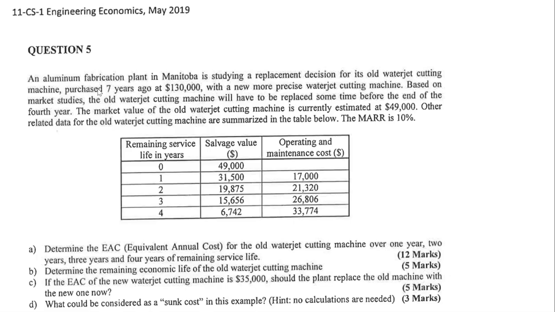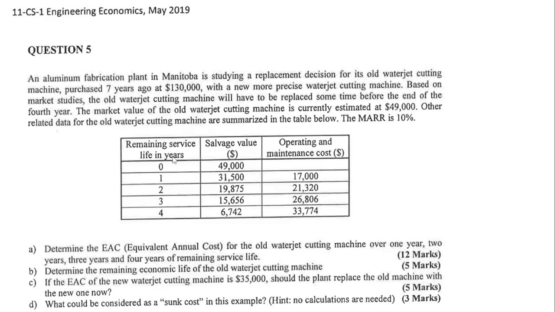According to the question, an aluminium fabrication plant in Manitoba is studying a replacement decision for its old water jet cutting machine purchased 7 years ago at $130,000 with a new, more precise water jet cutting machine based on market studies. The old water jet cutting machine will have to be replaced sometime before the end of the 4 years. The market value of the old machine is currently estimated at $49,000. Other related data for the old machine are summarized in the table below.